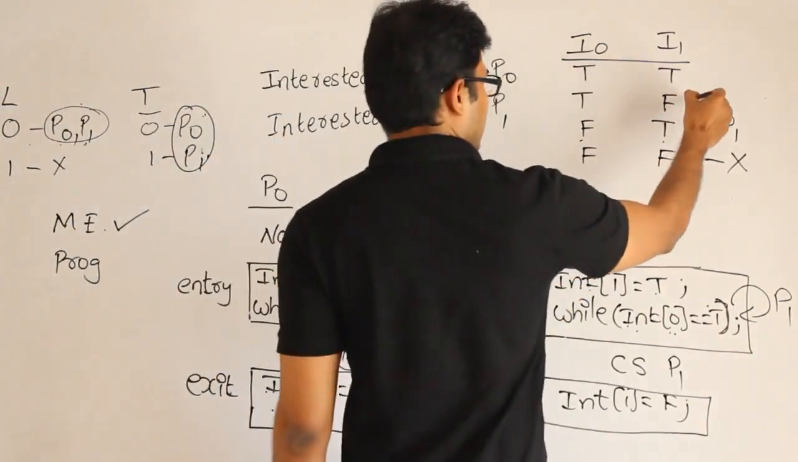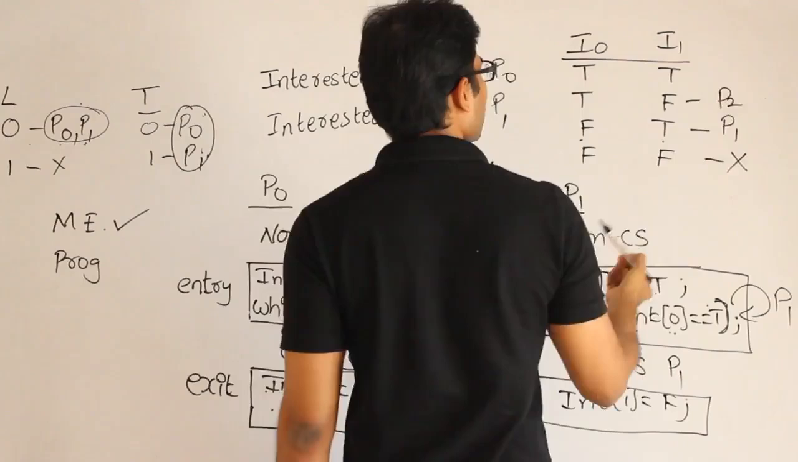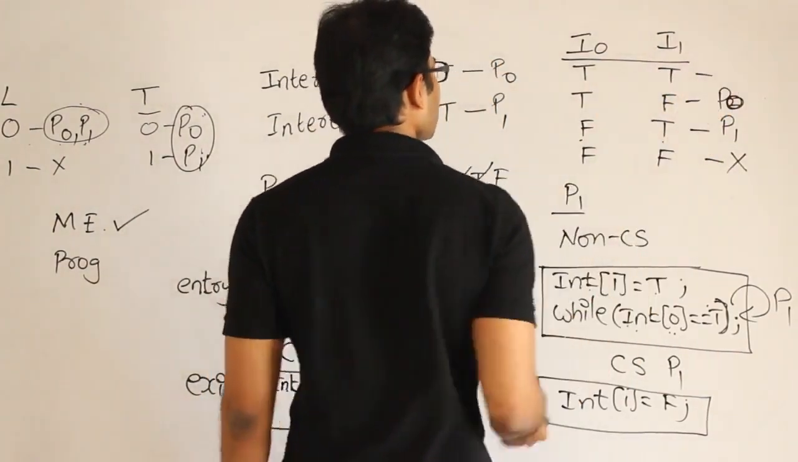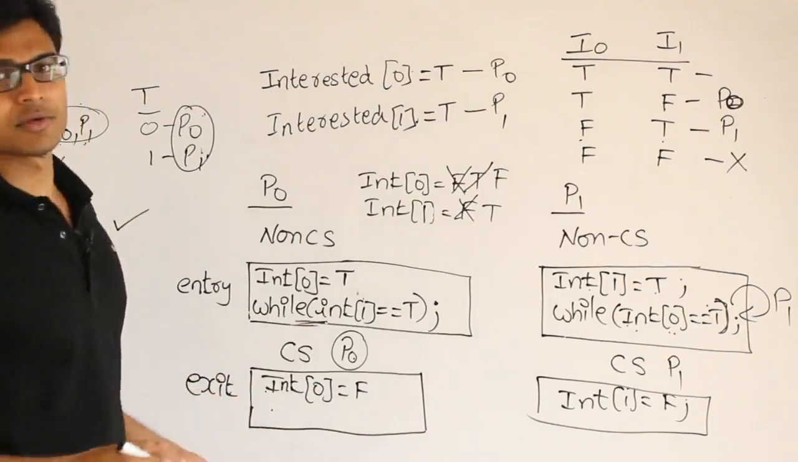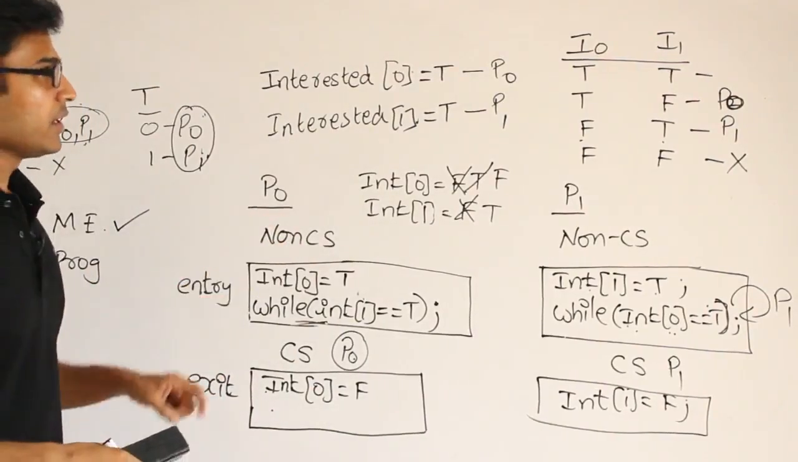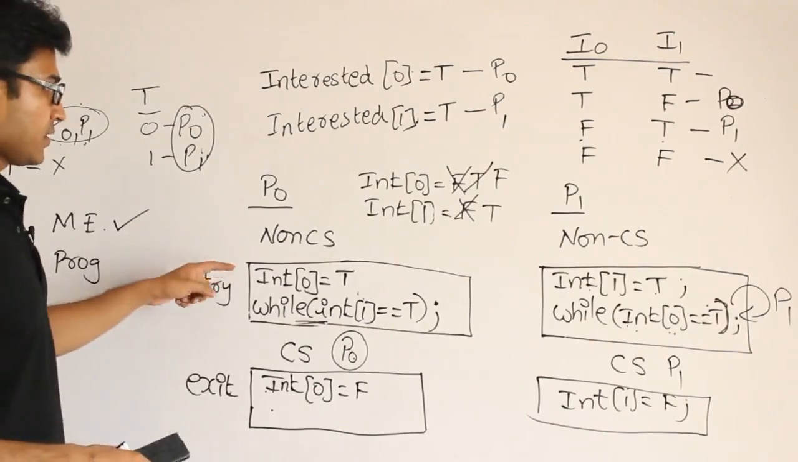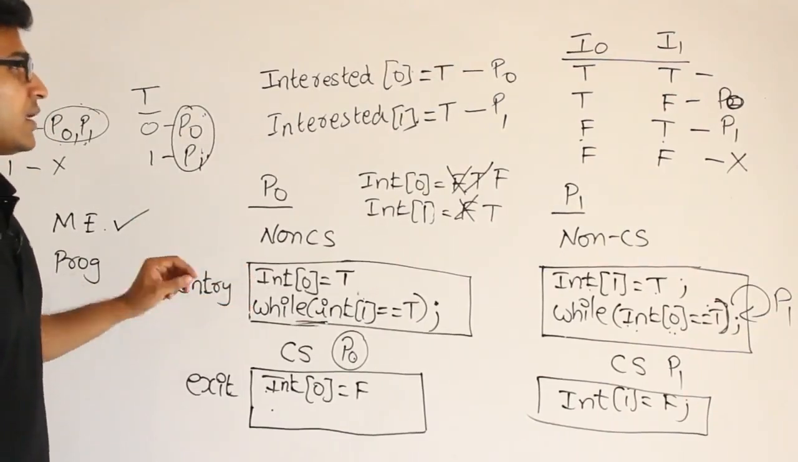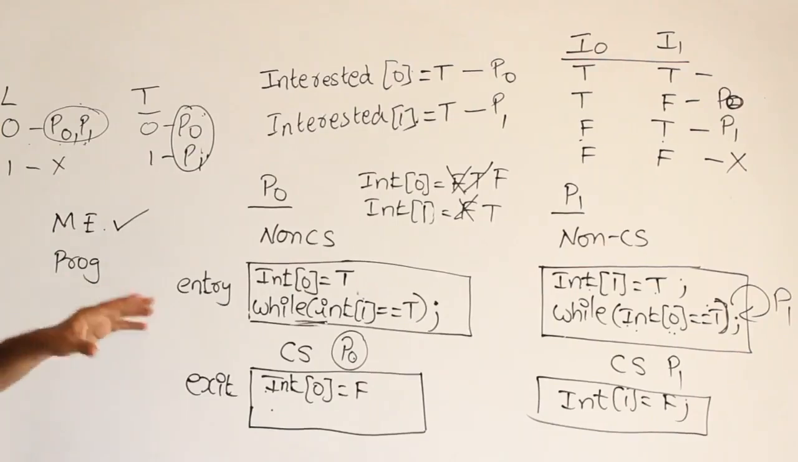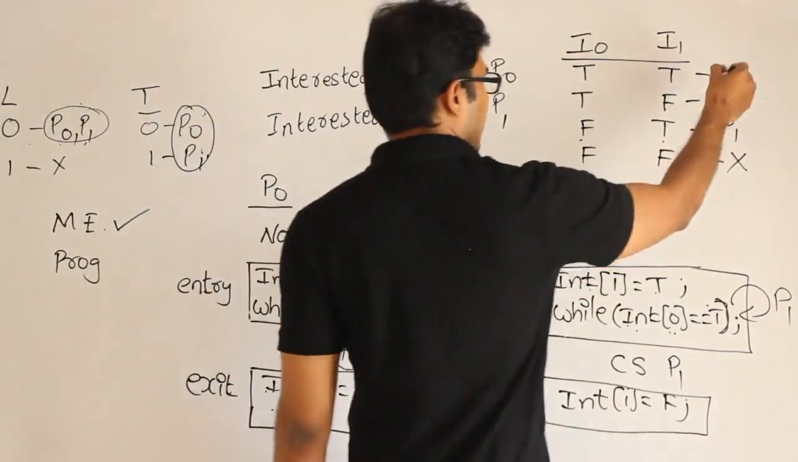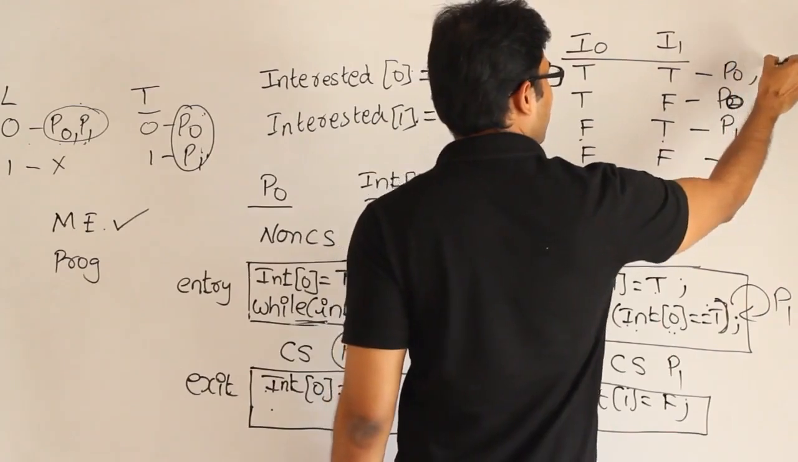In this case I0 can enter the critical section, because only that one is interested. In this case, where both are interested, there is a problem. If both I0 and I1 are interested, then who will enter the critical section? The one which has set its interest first and has passed the while loop. But then there is a problem here. Okay, I'll show you that problem. But anyway, here only one process will enter, either P0 or P1.